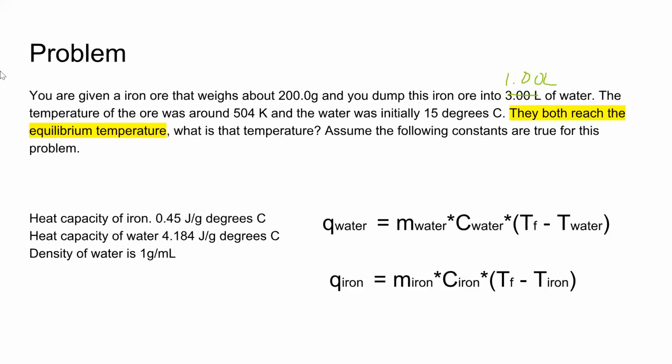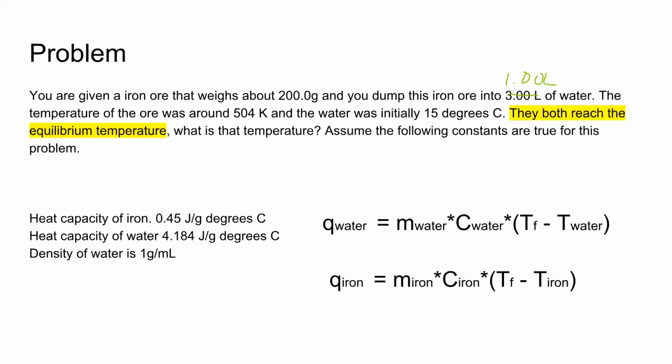So which one of these two would you think would be the one that's losing and the other one gaining? The ore is losing. Why is the ore losing? Because it's hotter than the water. When it touches the water, it's going to give some of its energy to the water. And what kind of process would that be called? Exothermic, yes. The water heating up is endothermic, but the ore cooling down is exothermic.